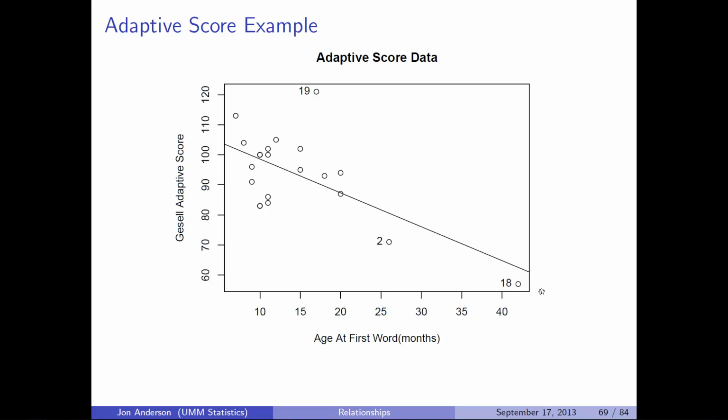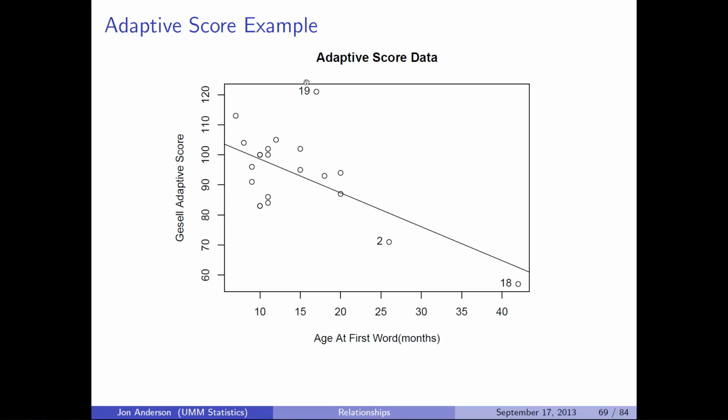So what's going on with child number 18 way down here in this corner? Well, what does it mean to be down here in the corner? Well, it means that it took over 40 months to speak for this child. They took a long time to talk. The first words were something like, "Dad, can I borrow the car?" It took a long time for this child to speak, and when the child did speak, the intelligence measure for that child is really quite low. So this is a very unusual case.